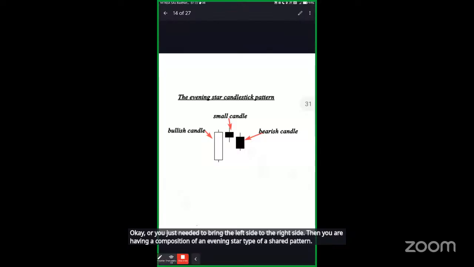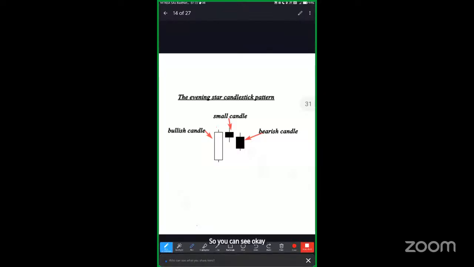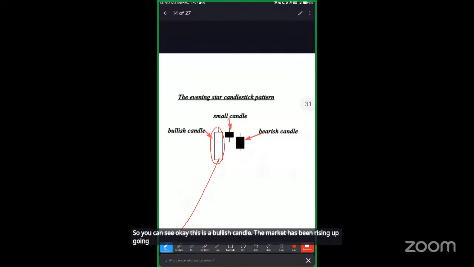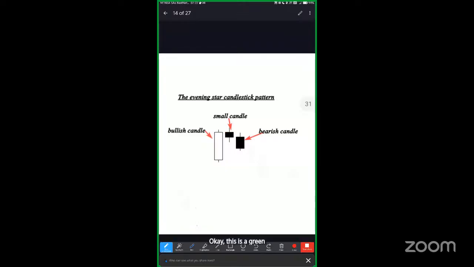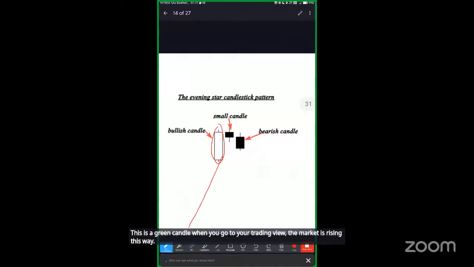So you can see, this is a bullish candle. The market has been rising up, going to the top. This candle signifies that buyers are in control when it comes to price. They are many compared to sellers. This is a green candle. When you go to your TradingView, the market is rising this way. So this tells you buyers are in control.